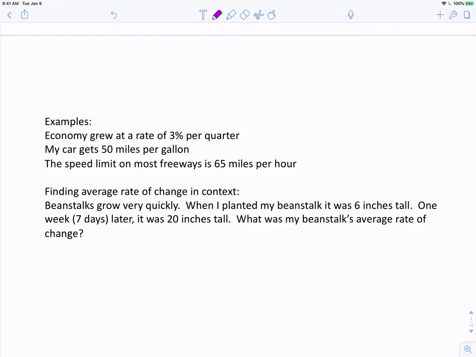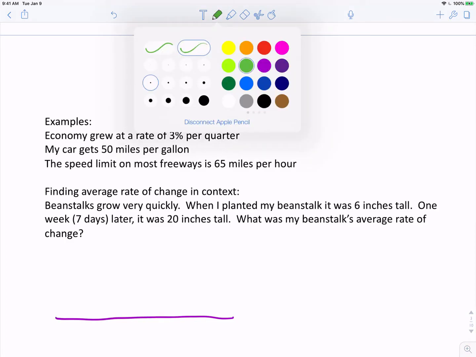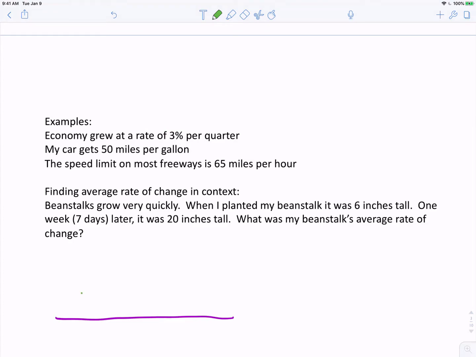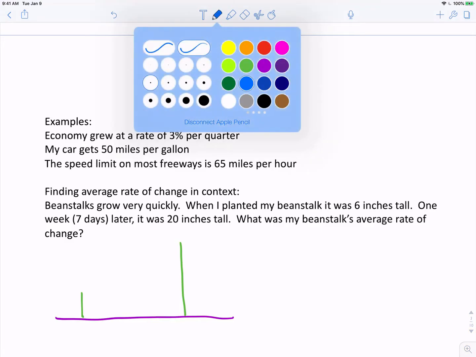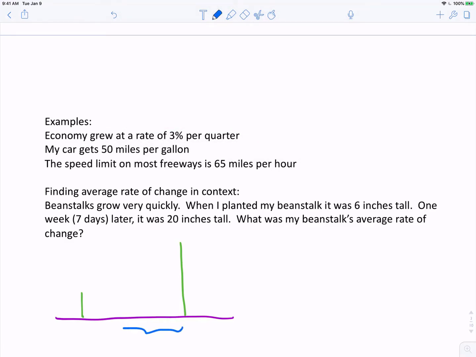Now, if you wanted to, we could actually draw a picture of the beanstalk, initially, and then at the time the beanstalk grew. The time it took for the beanstalk to grow was 7 days. Initially, the beanstalk was 6 inches tall, and in the end, 1 week later, it was 20 inches tall.